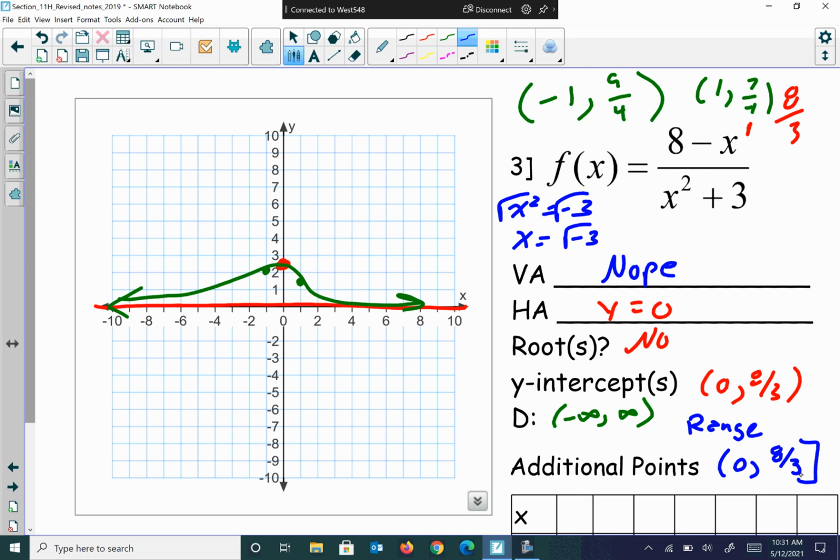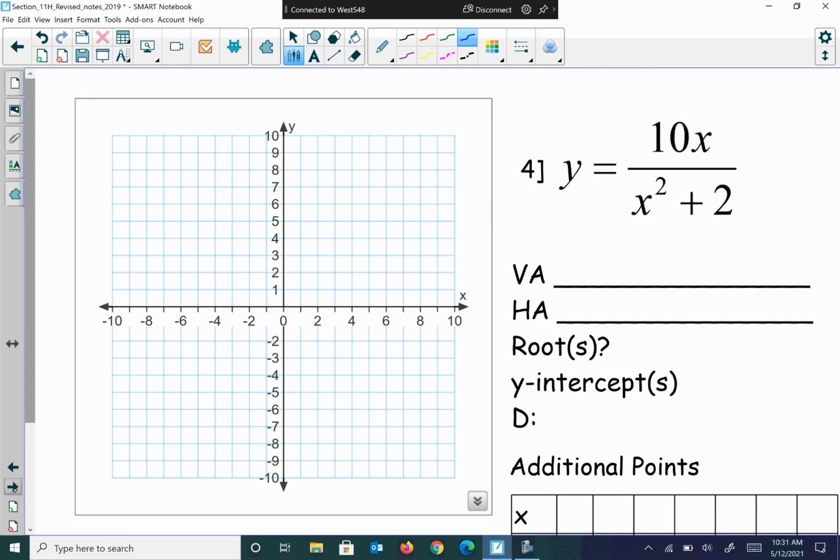So, did I get through it? Is that it? Oh, I got this one. Vertical asymptote, I'm going to say no right off the bat. Why can I say that? Yeah, if I did this, x squared equals -2, I get a complex number.